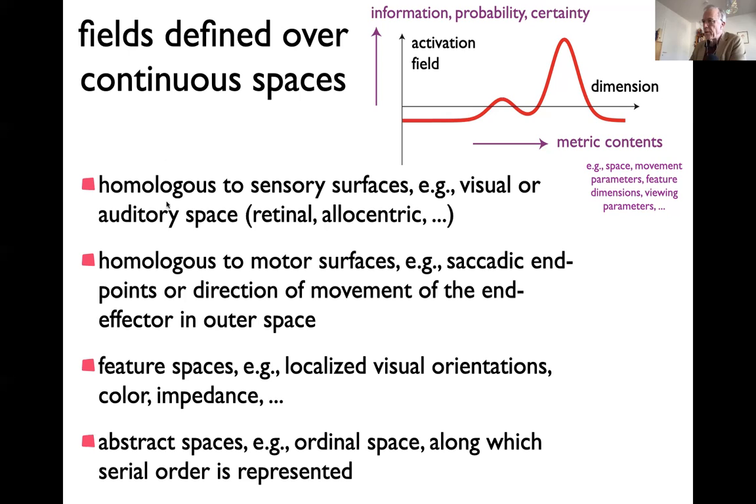So that would be the examples: visual, auditory space, retinal, could be also allocentric, we will actually get to coordinate transforms, how metric spaces like that can be transformed. It could also be features, so sensory surfaces, but then features like localized visual orientations, color, and so on. Or impedance would be a motor feature, sorry. And actually for motor surfaces like the saccadic endpoint, which characterizes different saccadic eye movements, or the direction of movement and so on. We'll get a few of these examples. We'll actually also be confronted with more abstract kind of dimensions like ordinal spaces and so on. I don't want to go deeply into that.